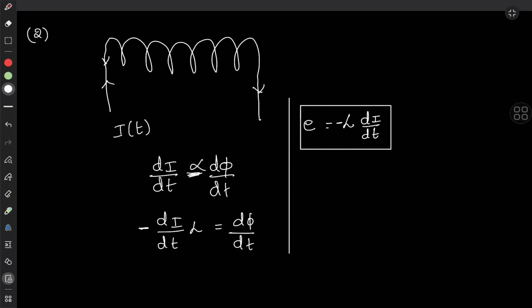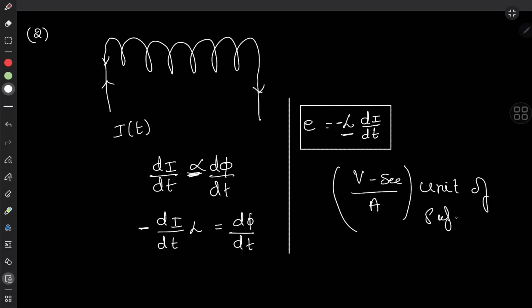Once we have the induced EMF, we can write the unit again. L can be written as volt times seconds divided by ampere. This is another unit of self-inductance. Now we will calculate the self-inductance value for a solenoid.